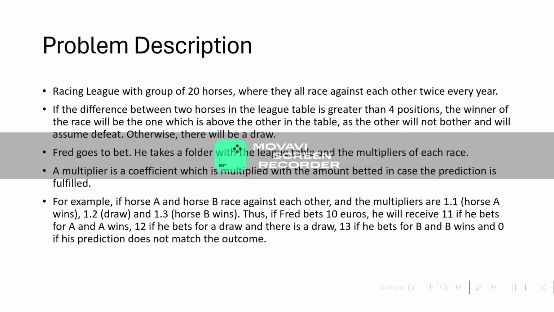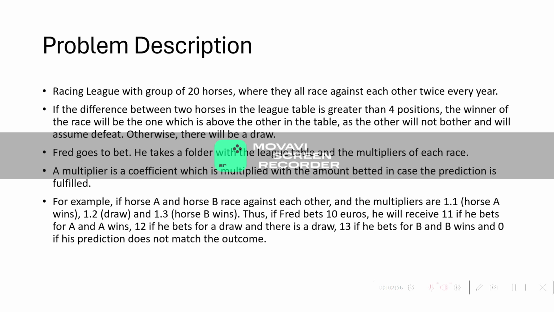For example, if horse A and horse B race against each other and the multipliers are 1.1, 1.2 and 1.3: if horse A wins, the multiplier is 1.1, 1.2 for a draw, and 1.3 if horse B wins. These are the betting amounts that Fred allotted for horses A and B when they are competing in the race.